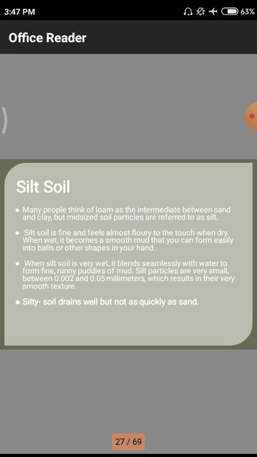After that we are having this silty soil, means the size may be decreases compared to this sandy soil, so that we are having a size of 0.002 to 0.05 millimeters in terms of this silty soils. Silty soil is as fine as feels, almost floury.